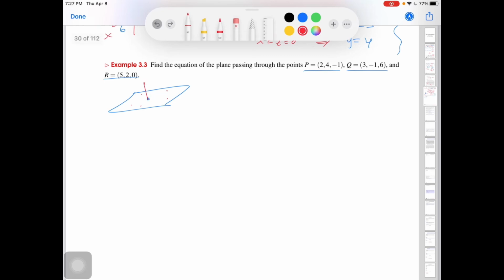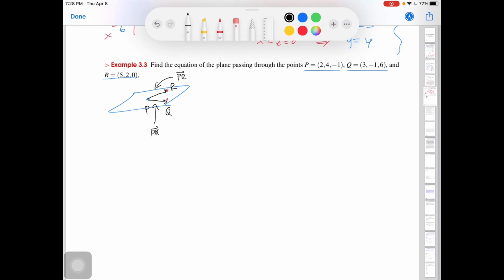We don't have a normal vector now, but we know for sure that we have at least 3 points. So what can we do? Here's what we're going to do. We're going to create 2 vectors from these 3 points. Let's call these points, I don't know, let's use P as our anchor. So how about this is P, this is Q, this is R. So this vector is going to be the PQ vector, and then this vector is going to be the PR vector. So now we have 2 vectors that are in the plane.